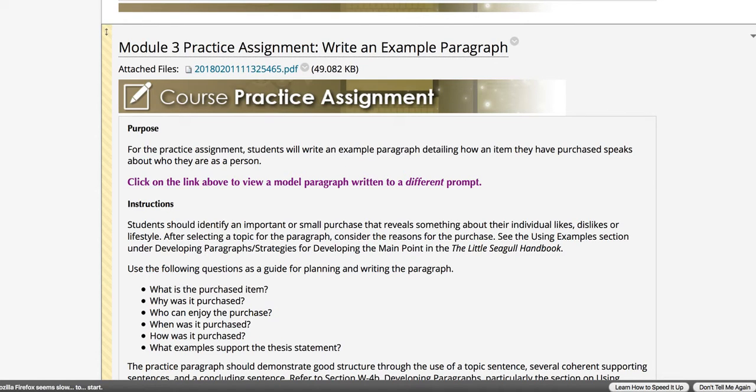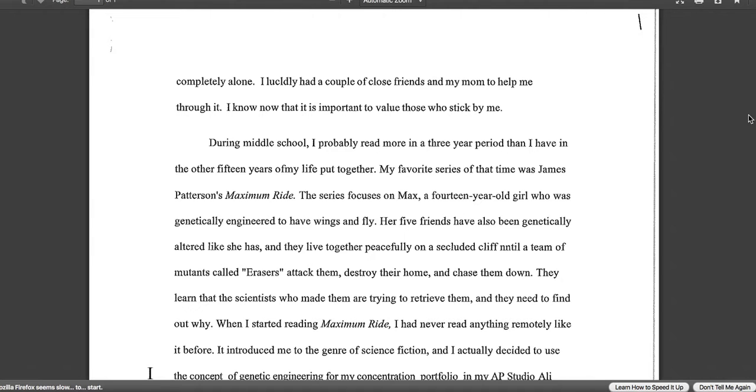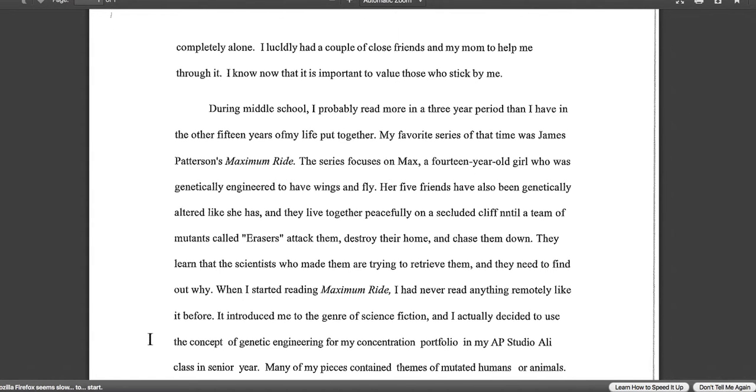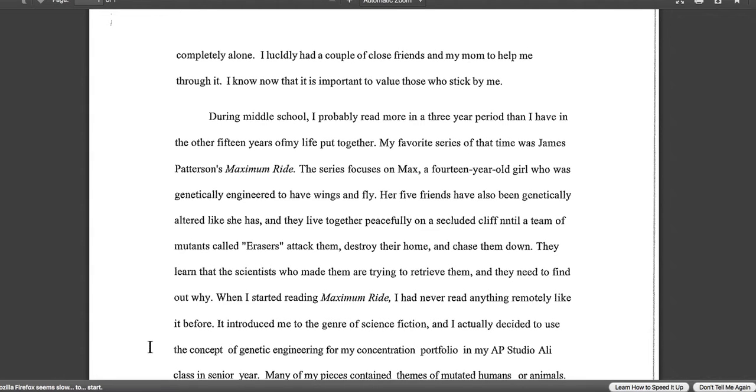But as I always say to students, the only difference between a topic sentence and a thesis statement is one of scale. Thesis statement expresses the main idea of an essay, whereas your topic sentence expresses the main idea of a paragraph. So here is a paragraph, actually an essay a student wrote for me several years ago. And her prompt was books that I read when I was a child that reflect me today.